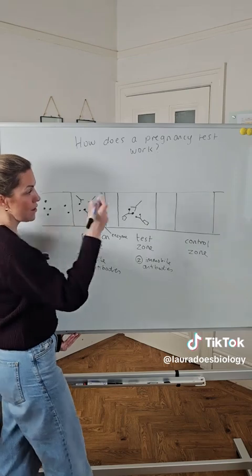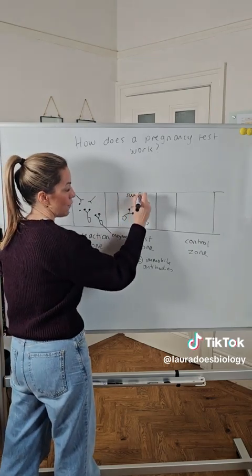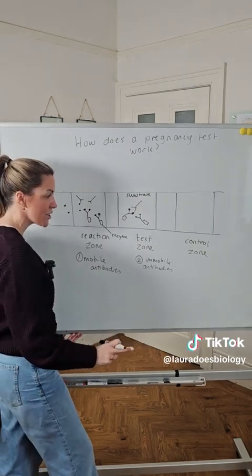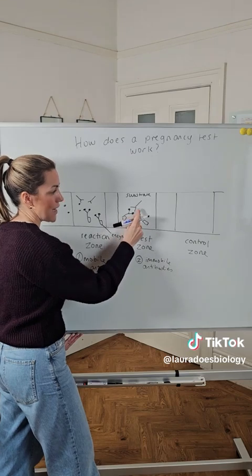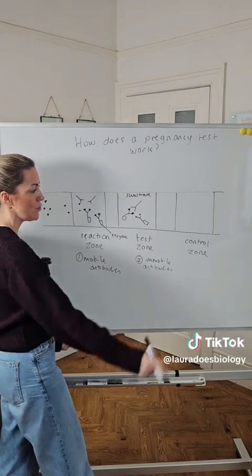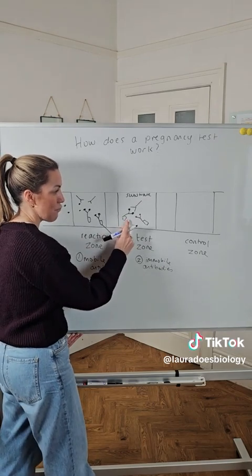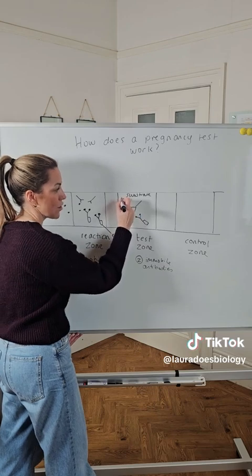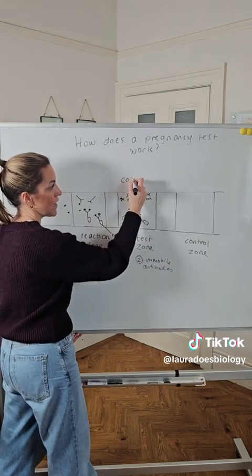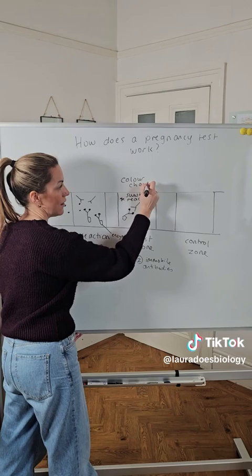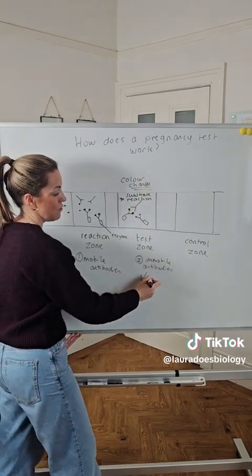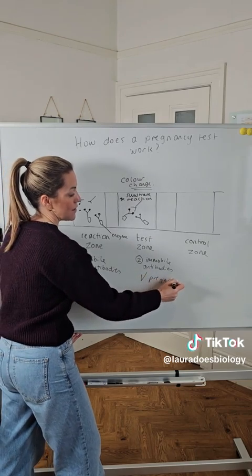Now, in the test zone, there is the substrate for the enzyme. Now, because HCG was present and the first antibody has been able to bind to the second fixed antibody in the test zone, you've now got the enzyme present with the substrate. So you're going to get a reaction in the test zone, which is going to give a colour change. And a strip of colour in the test zone would indicate pregnancy.